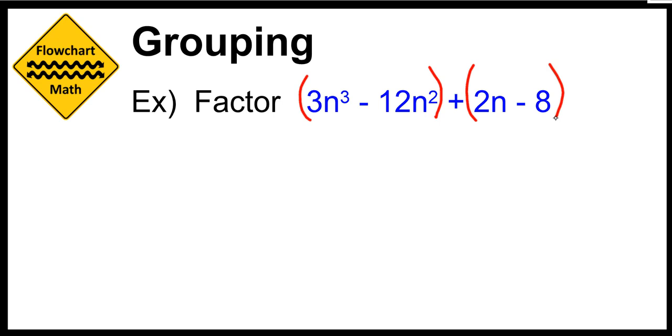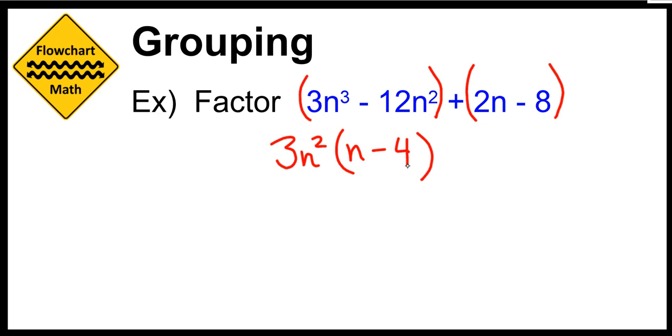So I look at the first group, a 3 and 12 have a common factor of 3, and with the n's, we could take n squared out of either of those. So again, you think about reversing the distributive property, 3n squared times n minus 4. Okay, that's the first group.